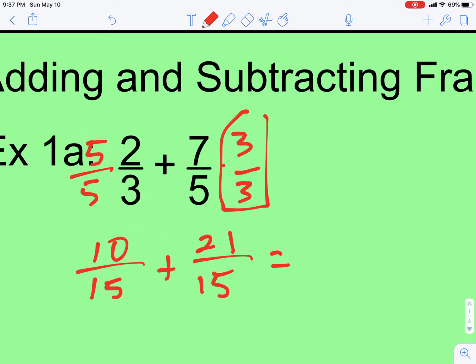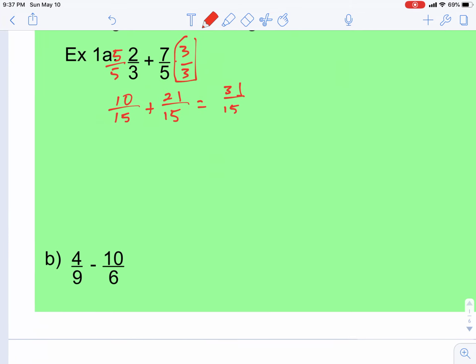Then we would add the tops. 10 plus 21 is 31 over 15. All right, so that works. I guess this will always work if you want to do it that way. 3 and 5 do not have a factor in common other than 1, so it works out.